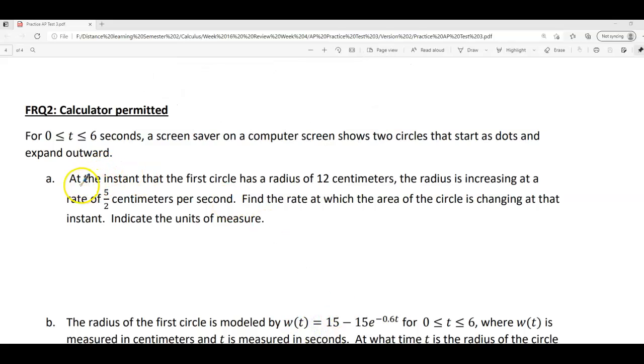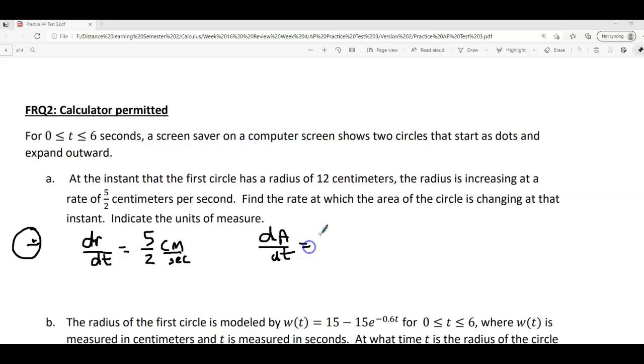All right. So at the instant when the first circle has a radius of 12 centimeters, the radius is increasing at a rate of 5/2 centimeters per second. Find the rate at which the area of the circle is changing at that instant. Indicate the units of measure. So once again, we're dealing here with a related rate question. So of course, we're dealing with circles, and it has a radius, and it's got a changing radius. Now they tell me that the radius is changing at a rate of 5/2 of a centimeter per second. That's the given rate. They want me to find the rate of change of the area.